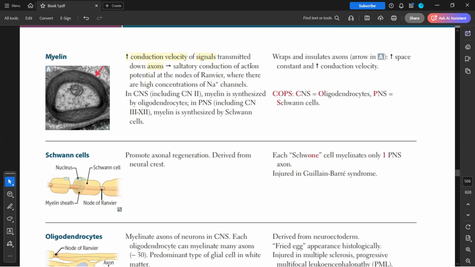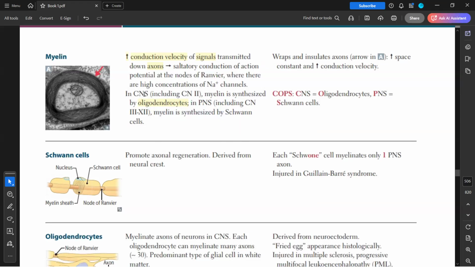Now, a saltatory conduction of action potential at the nodes of Ranvier. This is what we've talked a lot about in high school, where there are high concentration of sodium channels in the nodes. In CNS, including CN2, myelin is synthesized by oligodendrocytes. In PNS, which is peripheral nervous system, including cranial nerve 3 and 7, 3 and 12, myelin is synthesized by Schwann cells.